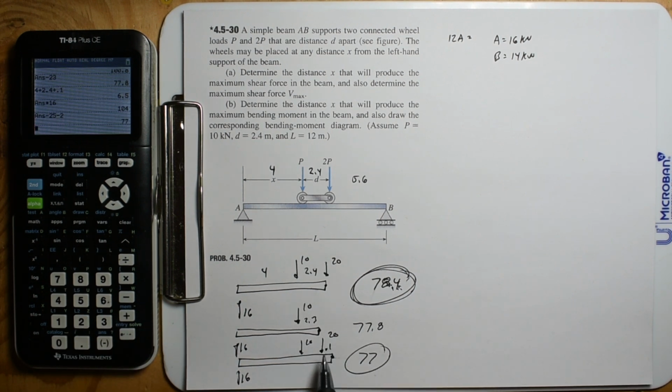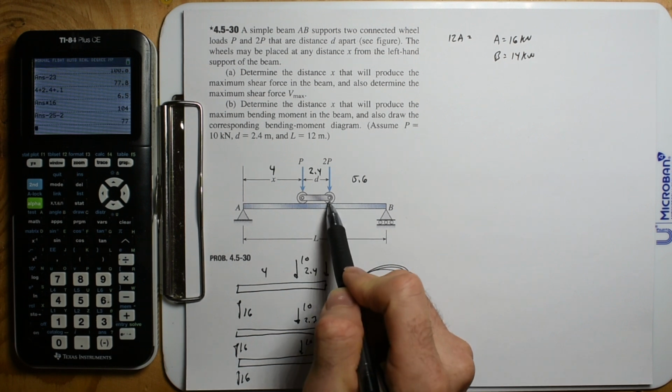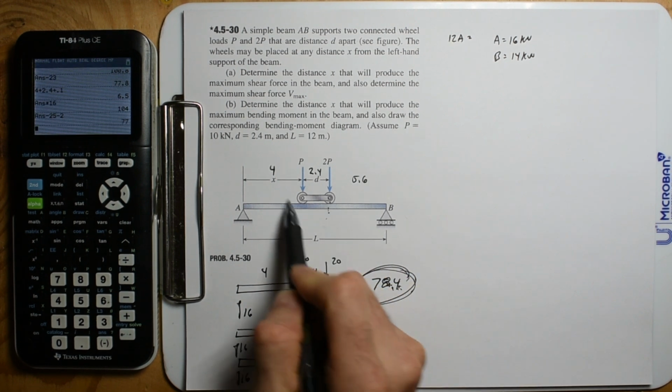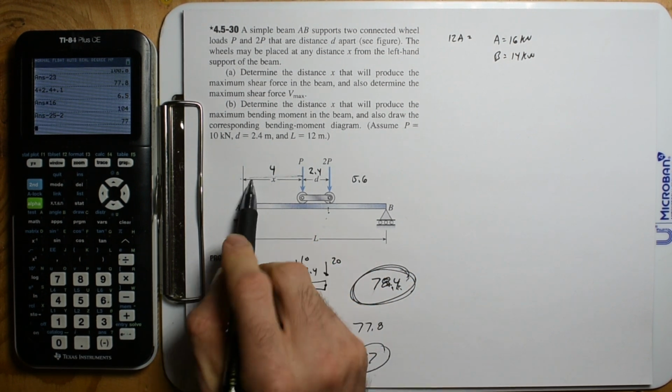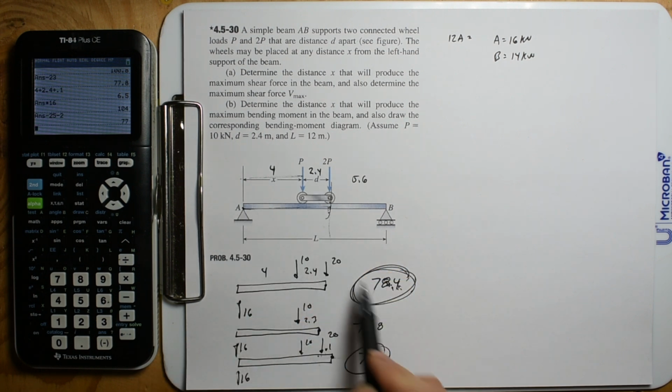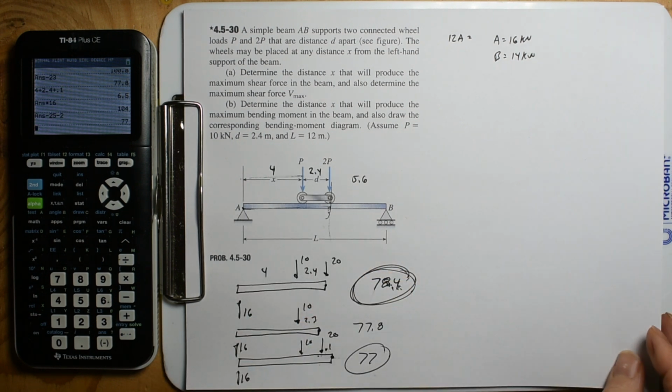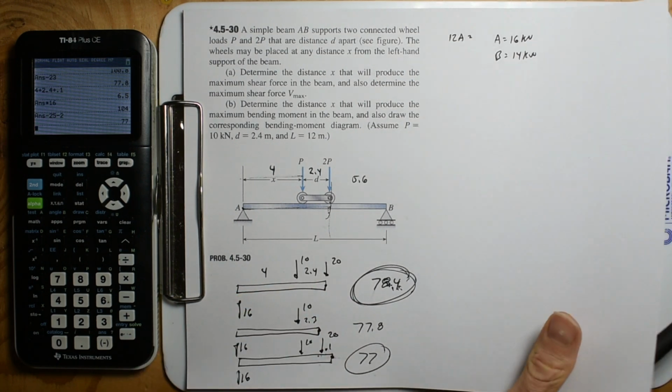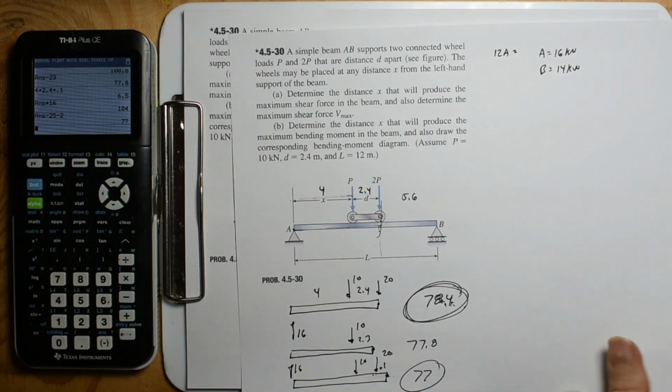So the biggest bending is going to occur right under this wheel when x is 4, and when that wheel is a distance of 6.4 from A. All right, so that was pretty cool. And it's good just to do reps.